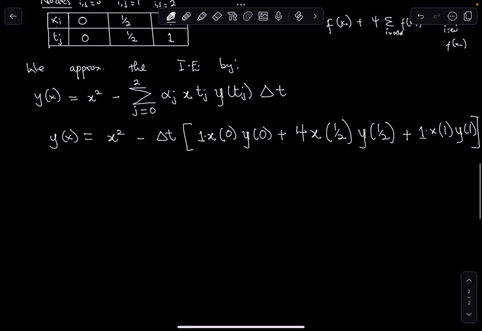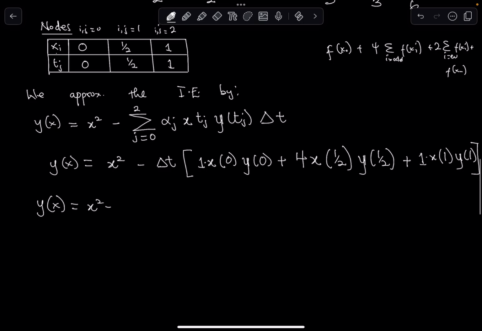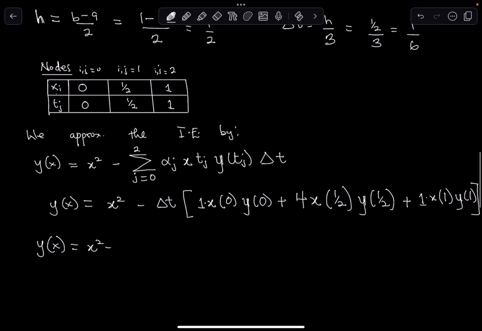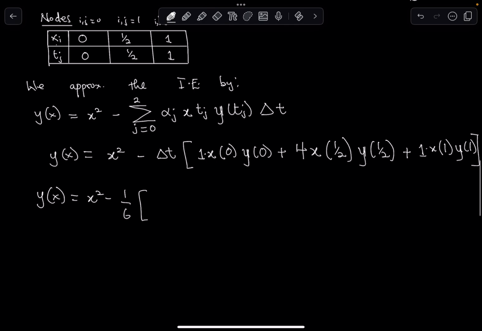So now I want to simplify this, and that's going to give us our general solution to the integral equation. So this is going to be y of x being equal to x squared minus your delta t. We know delta t to be 1 over 6. So that's going to be 1 over 6. You're going to open your parenthesis. That's going to go to 0 plus 2x y of 1 over 2 plus x y of 1.